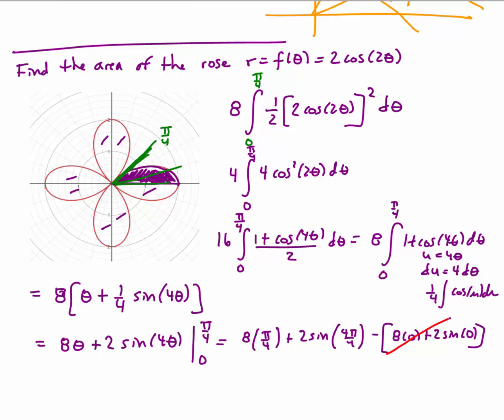So this whole piece right here goes to 0. These cancel. The sine of pi is 0. So I'm just left with 8 pi over 4, which is 2 pi. So this would be units squared, because this is area. So that's 2 pi. Not just for this little wedge, but for the entire rows. So the entire area covered by the rows.